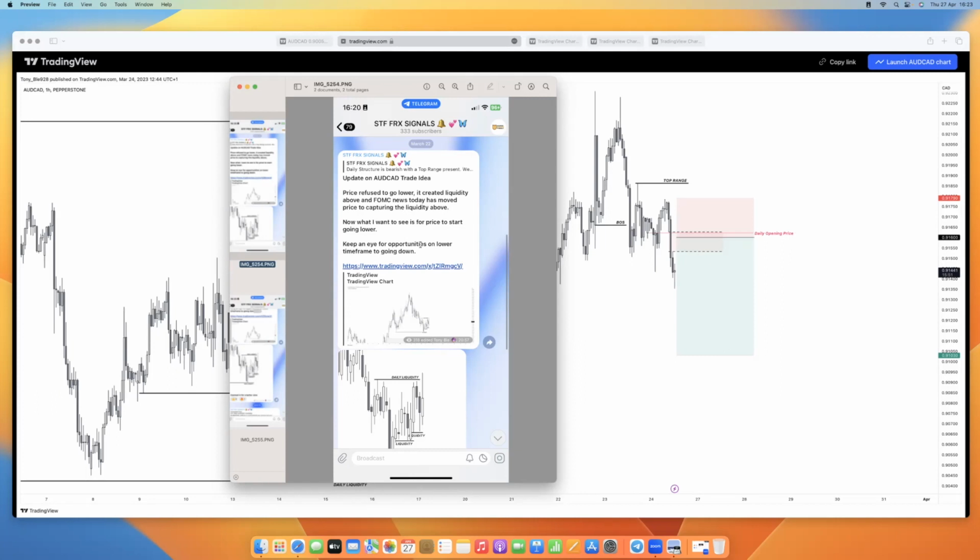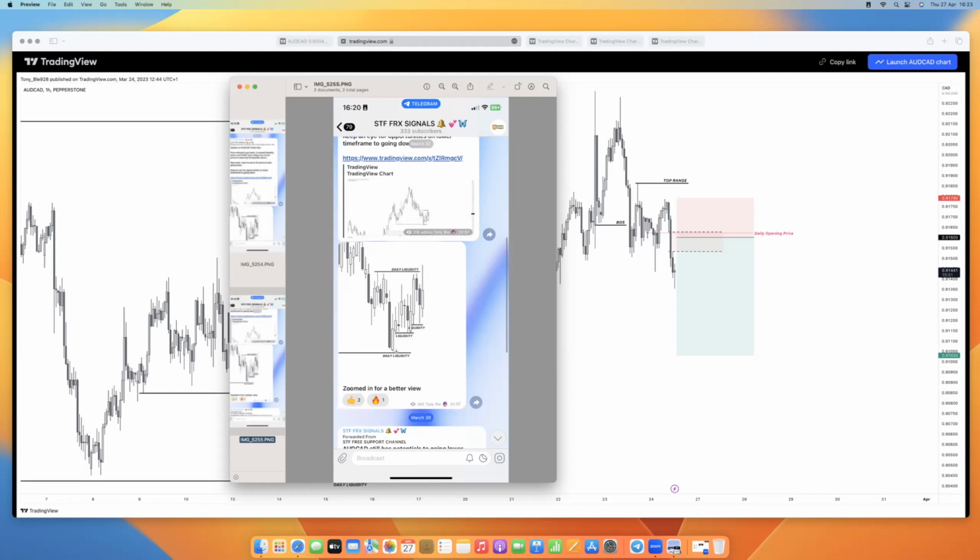So we're not going to be trading it on the daily. Yes, we have a daily directional bias, but okay, chill. Go to a lower time frame and catch the entries from there. So that was it. And then I zoomed in for a better view, so students can see what I'm talking about.